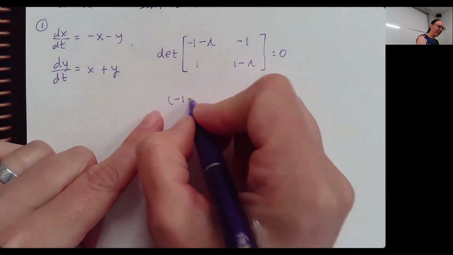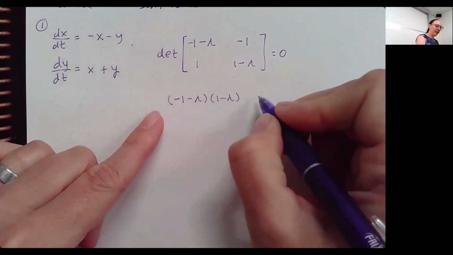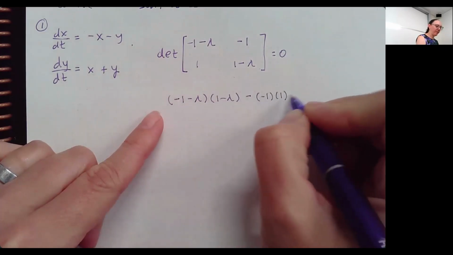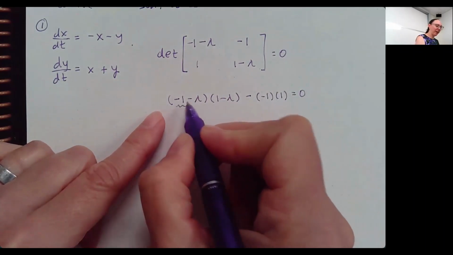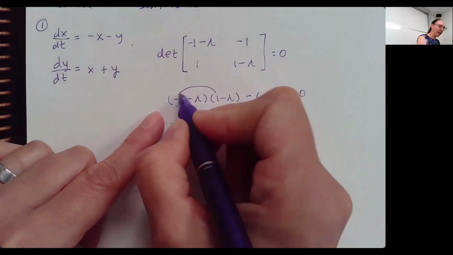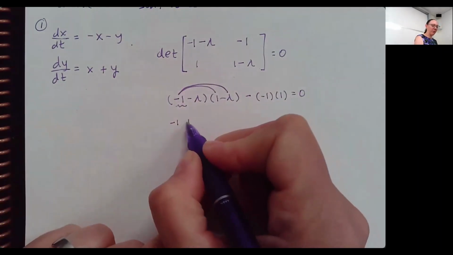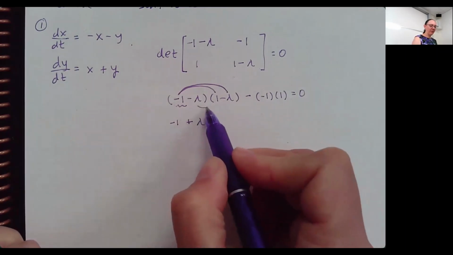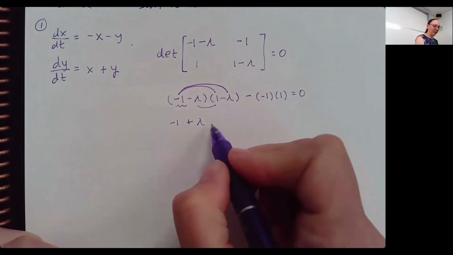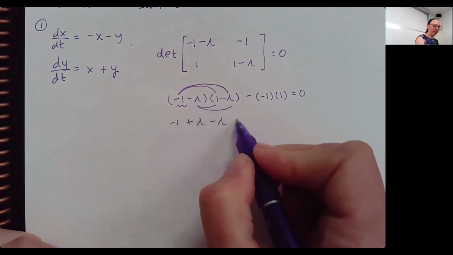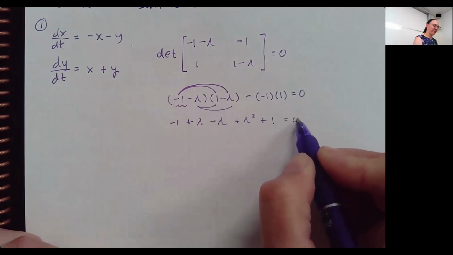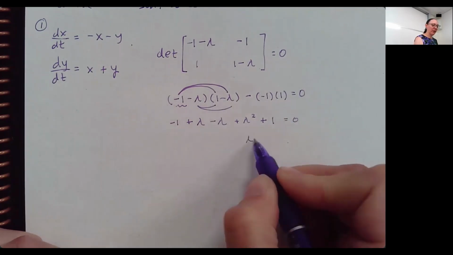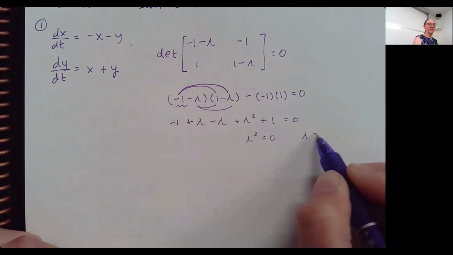So -1 minus lambda times 1 minus lambda, and then minus -1 times 1. If I'm careful about distributing this out, I've got -1 times 1. -1 times negative lambda is going to give me a positive lambda. Negative lambda times positive 1 will give me a negative lambda, and then a positive lambda squared, plus 1. Oh, that's fun. Told you I pulled these from an old worksheet. So lambda squared is equal to 0. That's cool. So lambda is equal to 0.